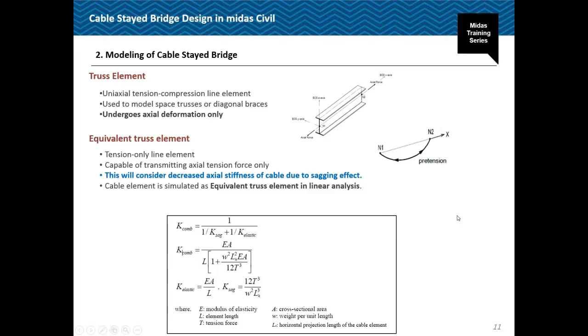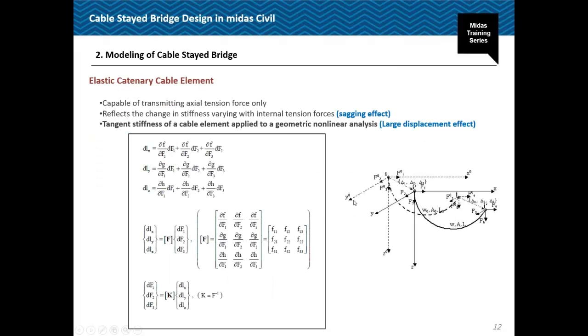What happens if we perform the nonlinear analysis, geometric nonlinear analysis? In that case, the cable element will be considered as the catenary element. It means it will consider the large displacement effect. So not only the sagging effect, but also the tangent stiffness of the cable will be considered when we consider the geometric nonlinear analysis. So differential equations for each directional length of the cable in the global coordinate system are applied, as you can see.